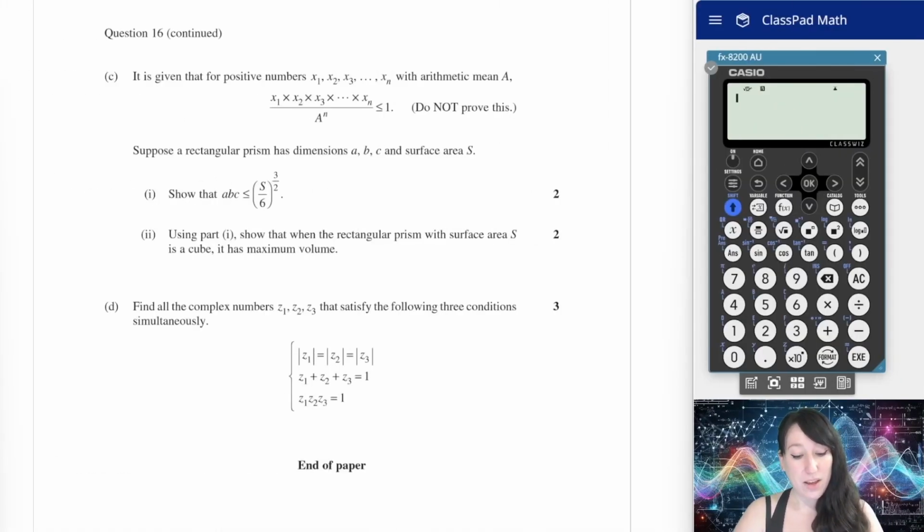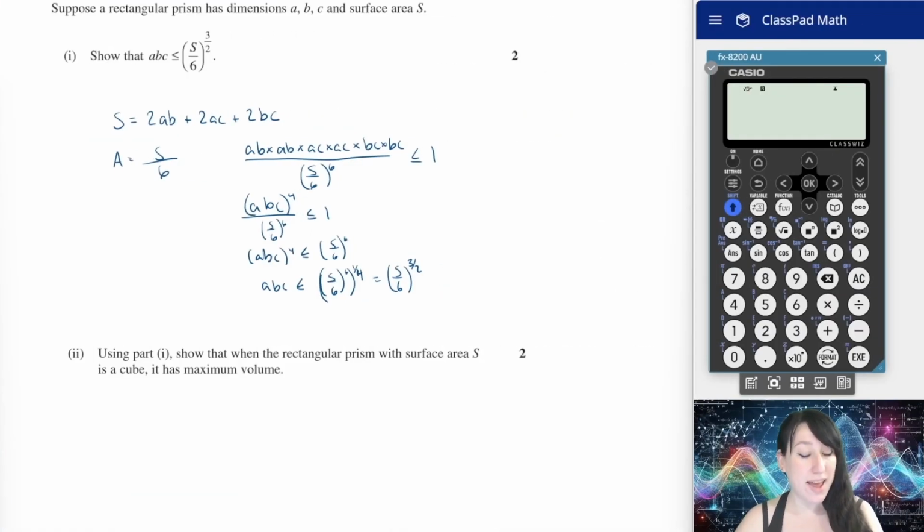Part 2. Using part 1, show that when the rectangular prism with surface area S is a cube, it has maximum volume. So let's say all sides are a. Our inequality becomes a times a times a, so a cubed, is less than or equal to S over 6 to the power of 3 over 2.